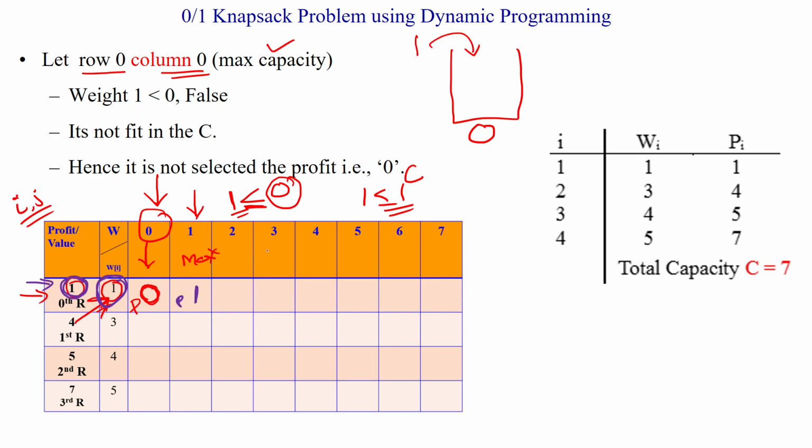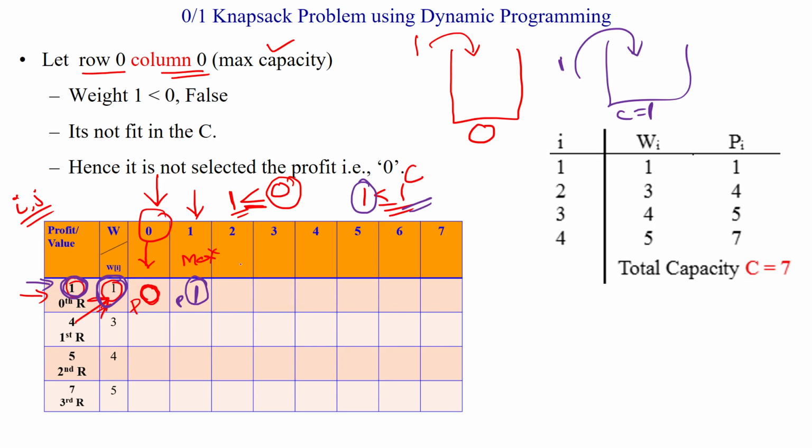So the profit of that item is 1, so the profit has to be entered in this cell. The maximum weight of the column is 1, and the weight of that first product is 1, so 1 is less than or equal to 1. Yes, we can add that 1 unit of weight into the capacity. So when you are selecting that 1 unit of weight, the profit is also 1.